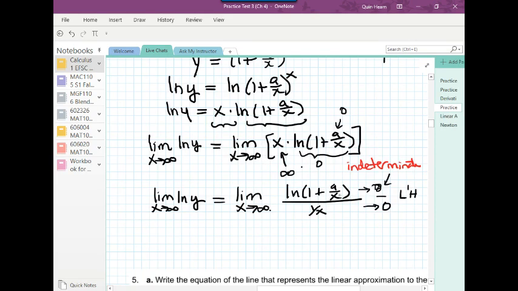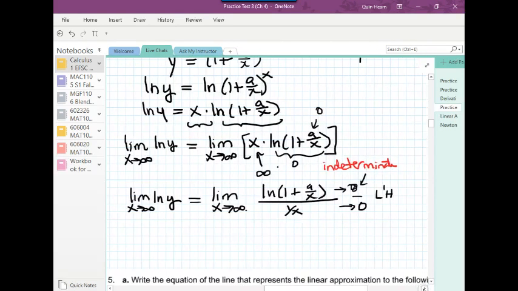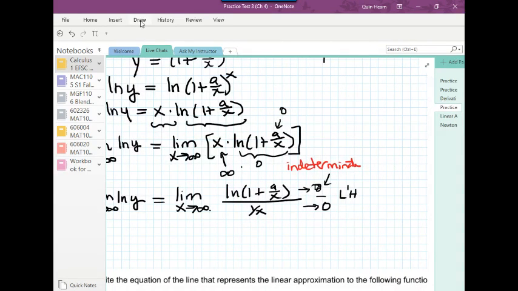So in this case, if we tried to plug in infinity, the denominator would go to 0, and the numerator would go to 0 as well. So this is also an indeterminate form, but it's one where we can use L'Hopital's rule. L'H is my abbreviation for L'Hopital's rule. Okay, so we have that the limit as x goes to infinity of the natural log of y is equal to this.